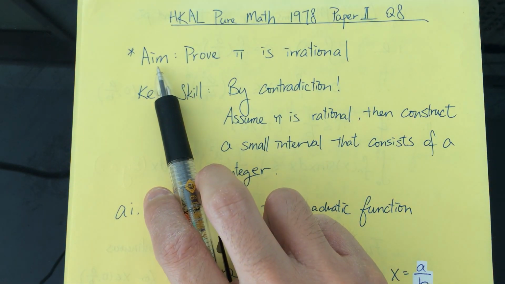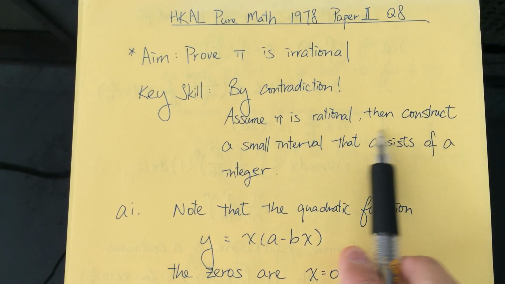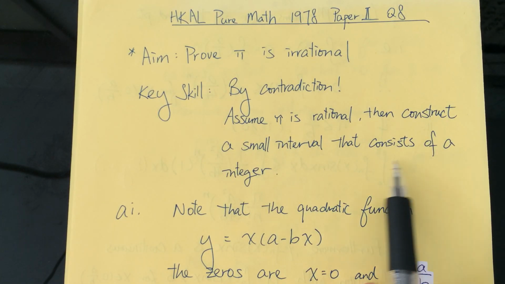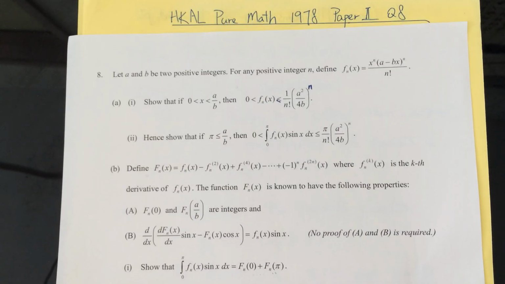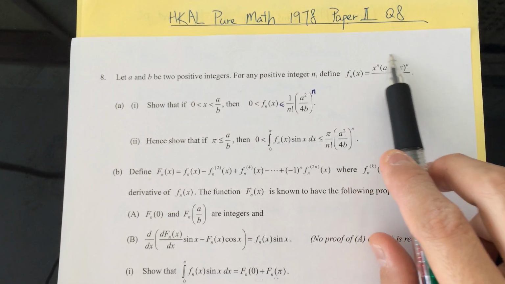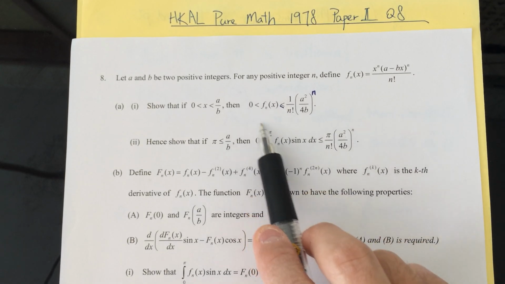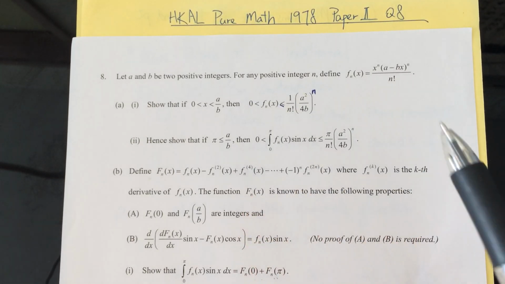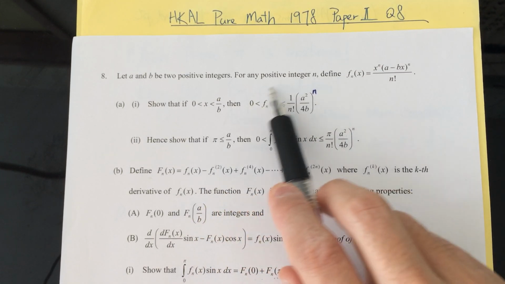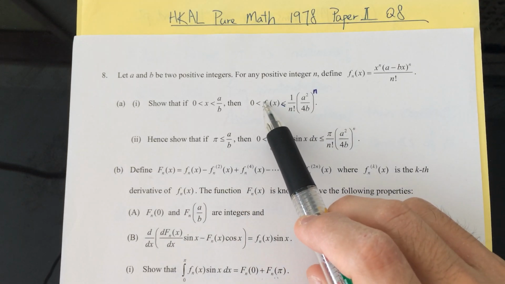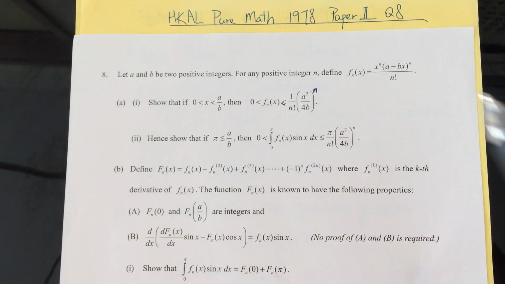So the main aim is to prove pi is an irrational number. By contradiction, assume it's rational, and we construct a small interval that contains an integer. So in part A, we have this polynomial f_n(x), and I try to construct this inequality. If x is between 0 and a over b, then prove this. That just means that f_n(x) has the maximum, this number.